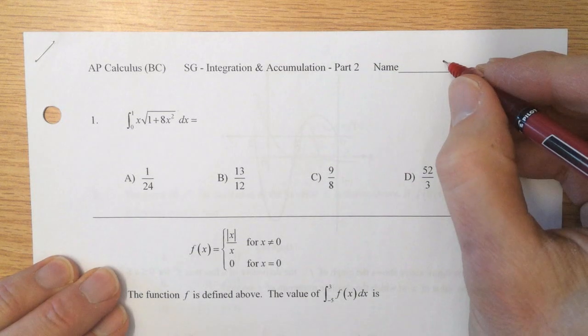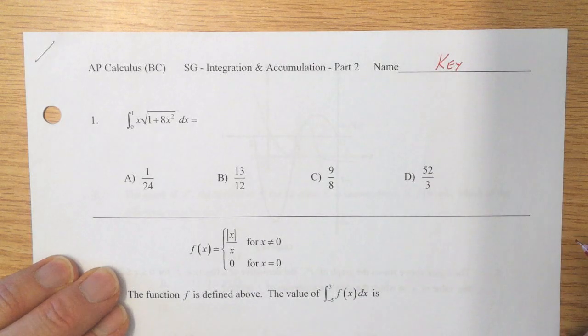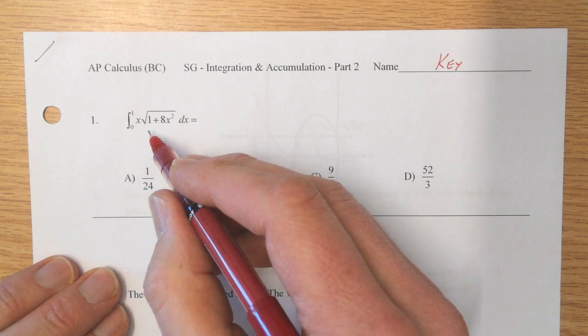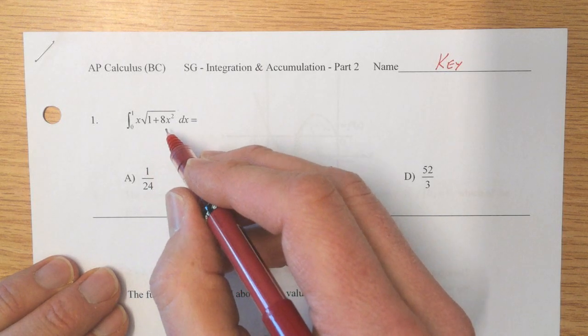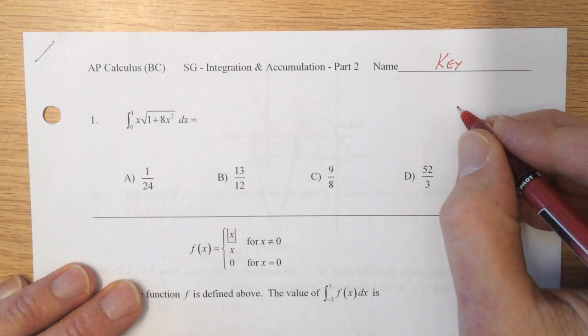Here's the answer key for the second half of the Integration and Accumulations study guide. Our first problem, we see the integral from 0 to 1 of x times the square root of 1 plus 8x squared. This is our classic u substitution problem.